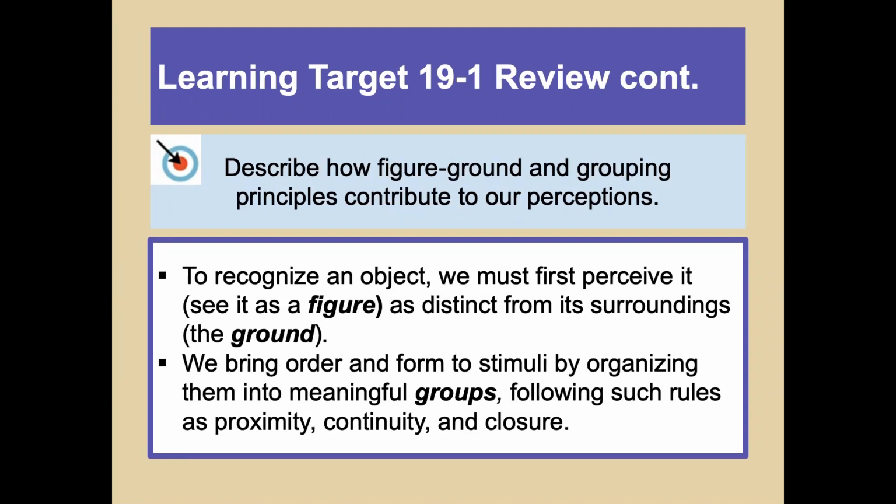How about the concept of figure, ground, and grouping? How do they contribute to our perceptions? To recognize an object, we must first perceive it as a figure, as distinct from its background, its ground, the surroundings. We bring order and form to stimuli by organizing it into meaningful groups. Think about those 6 lines we saw, but really we were seeing them as 3 separate groups because of grouping.